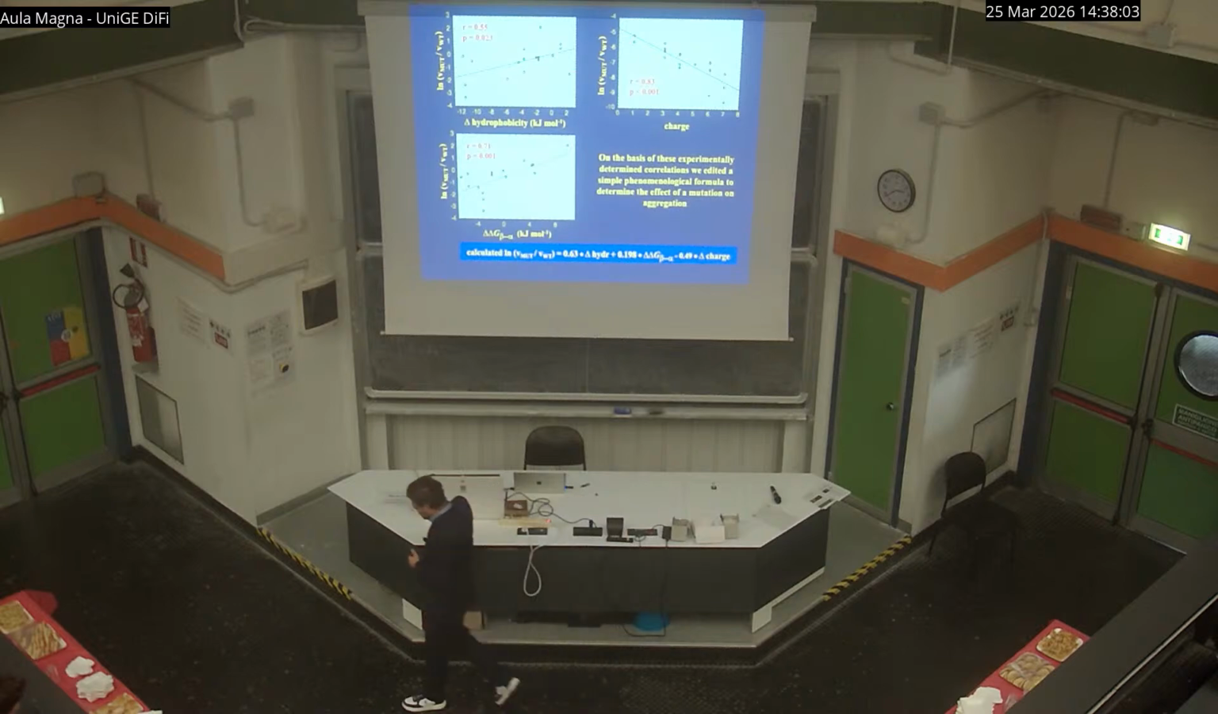You can see the calculated change of aggregation rate upon mutation as a function of the change of hydrophobicity times a number, which is just the slope of this correlation, plus the change of beta sheet structure times a number, which is this slope, minus delta charge times a number.